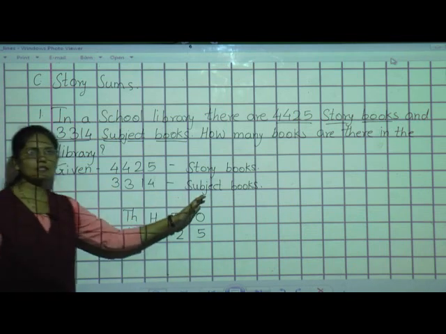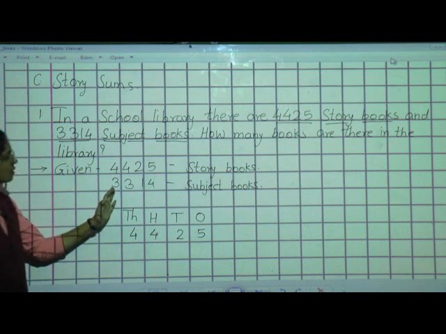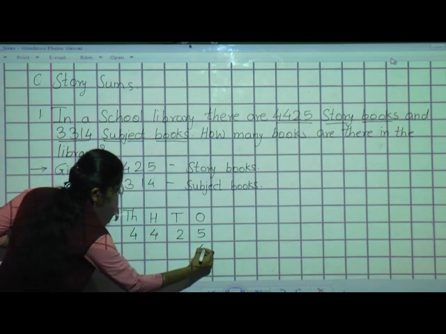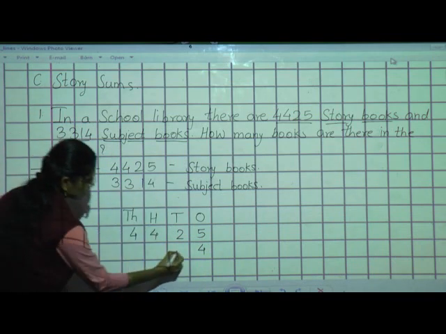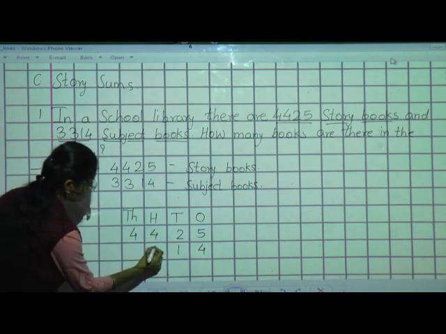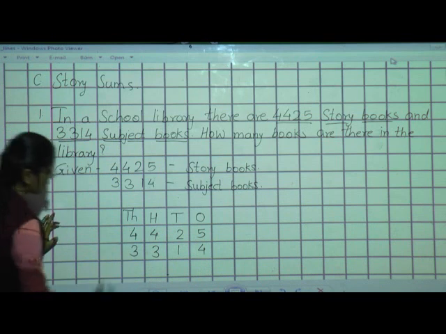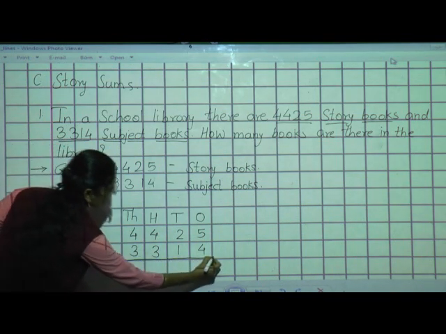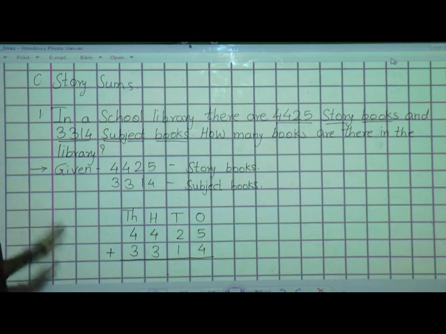Now see how many subject books are there? There are 3,314 subject books. So at ones place we will put 4, tens place 1, hundreds place 3 is there, and again thousands place also 3 is there. Now we will add these two numbers, then we will get the total number of books.